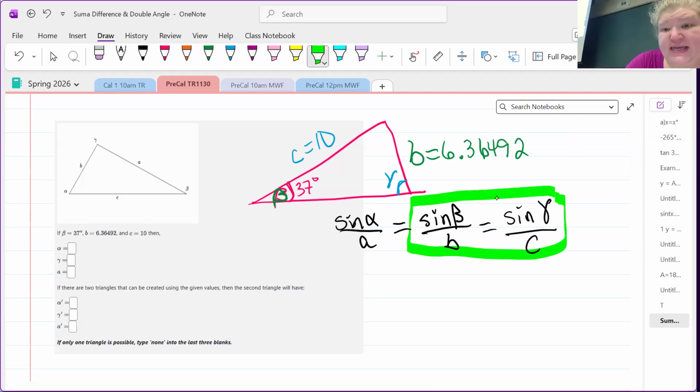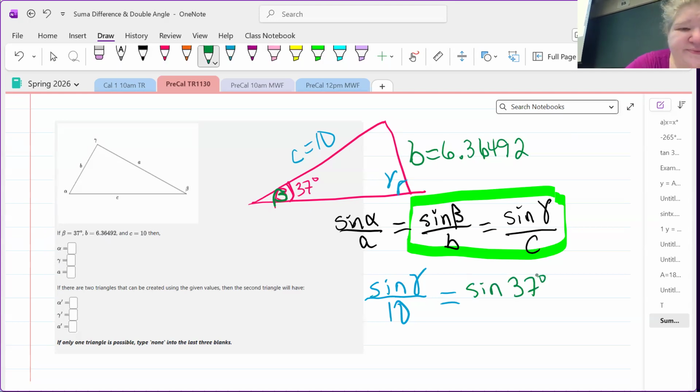Now we're going to use just the second two parts of the law of sines, and we're solving for gamma. So I'm actually going to start with the sine of gamma, just because I like to have my unknown on the top left, divided by side C, which is 10. And this equals sine of beta, so the sine of 37 degrees divided by the ugly decimal 6.36492. To start getting gamma by itself, I'm going to multiply by 10.